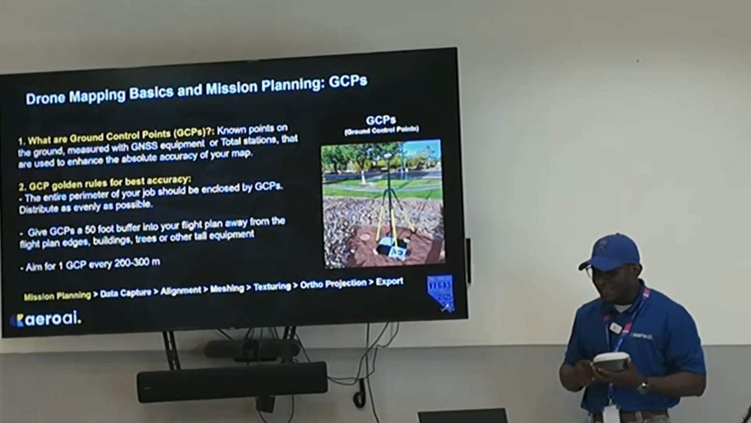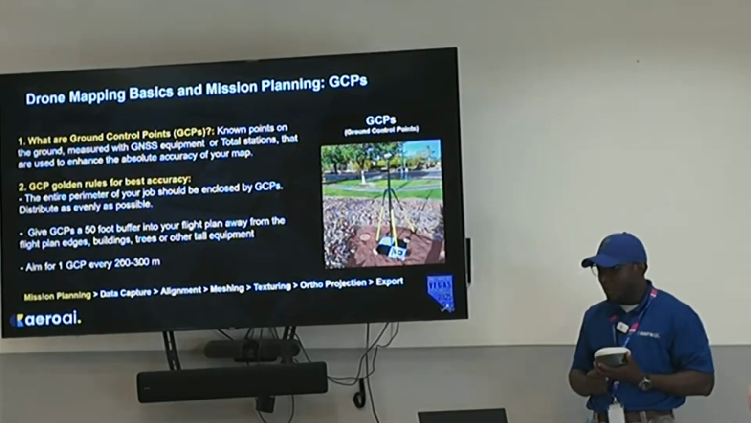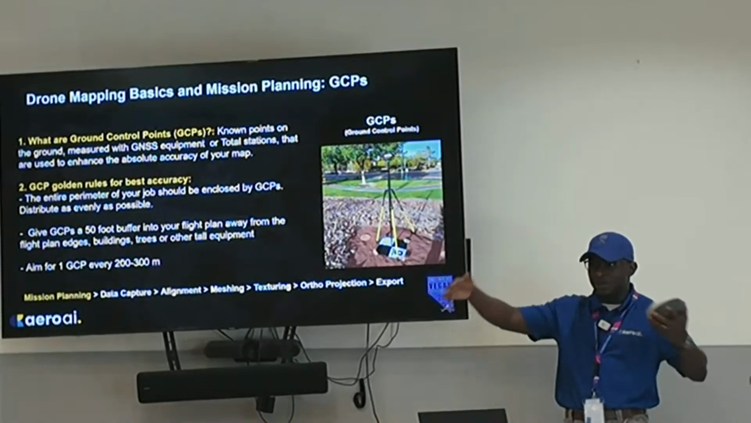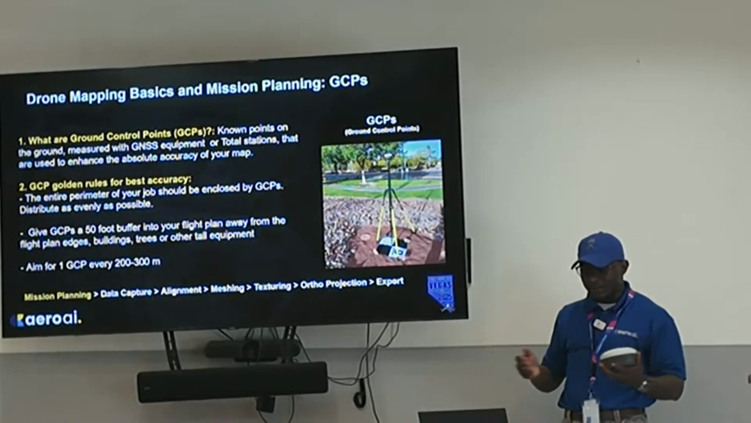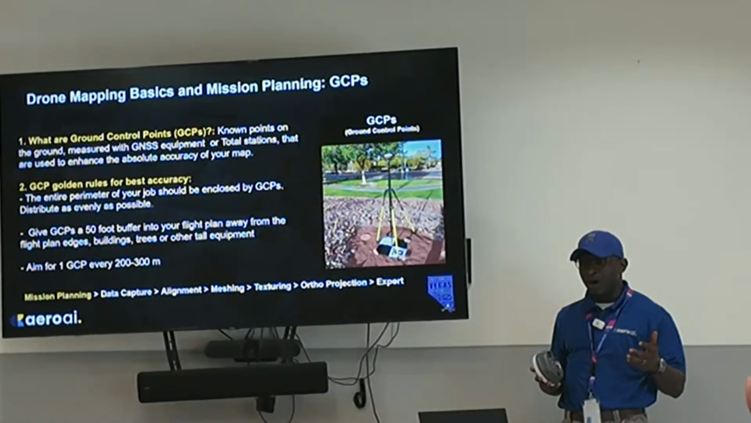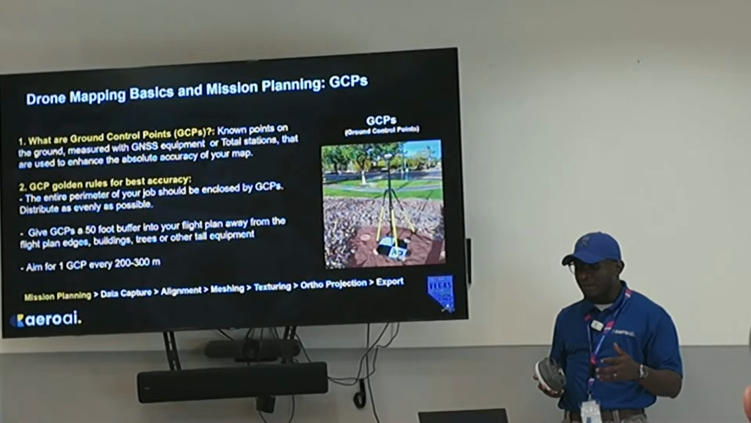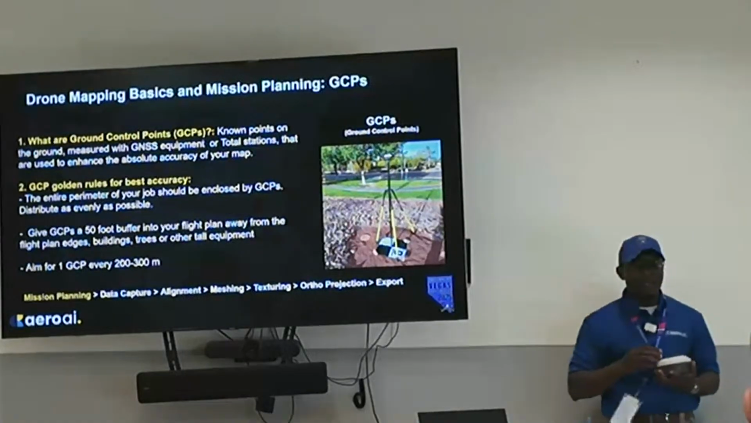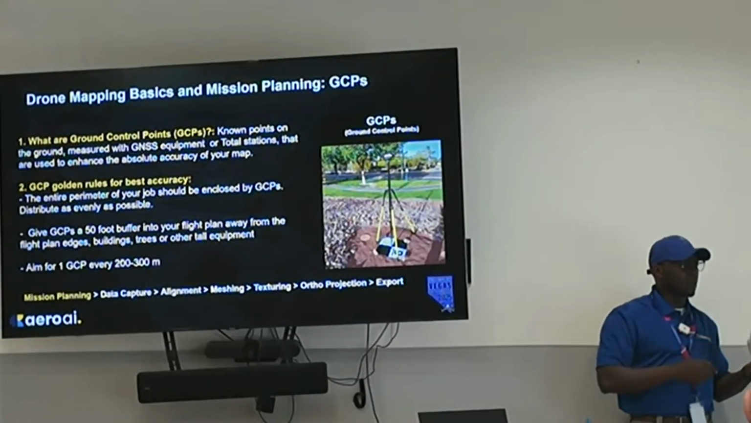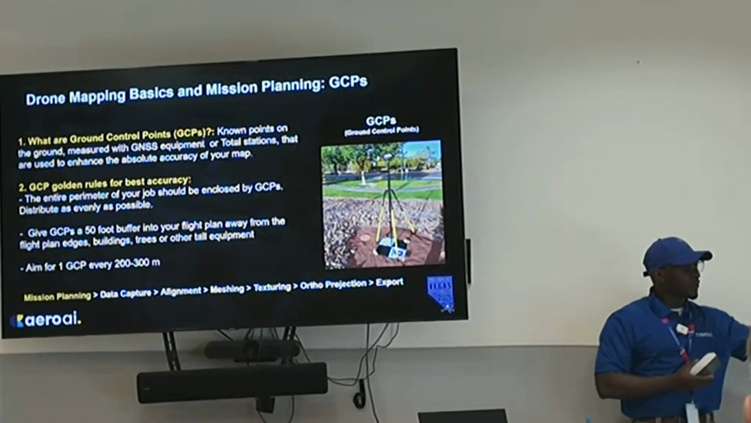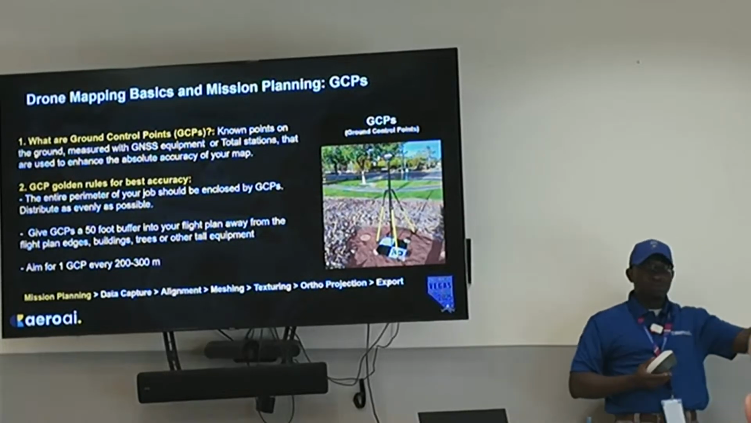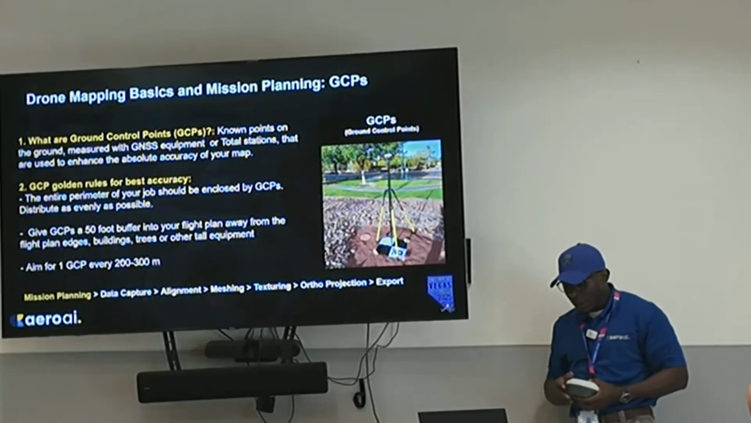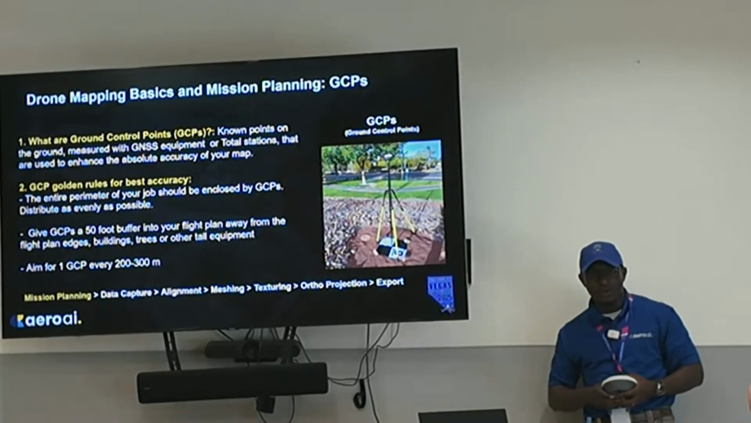These are some golden rules. The entire perimeter of your job site should be enclosed by GCPs. Distribute as evenly as possible. So put GCPs enough. How far should you space them? Give GCPs a 50-foot buffer into the flight plan, away from the flight plan edges, buildings, trees, or other tall equipment. This is quite important. So yes, you have to put the GCPs at the perimeter of the site, but from the very edge of the site, you want to move in about 50 feet, a little more, and capture your ground control points there. Aim for one ground control point every 200 to 300 meters.